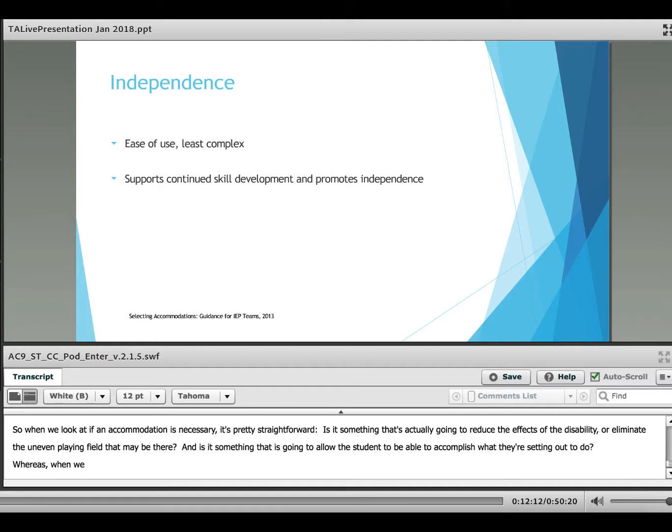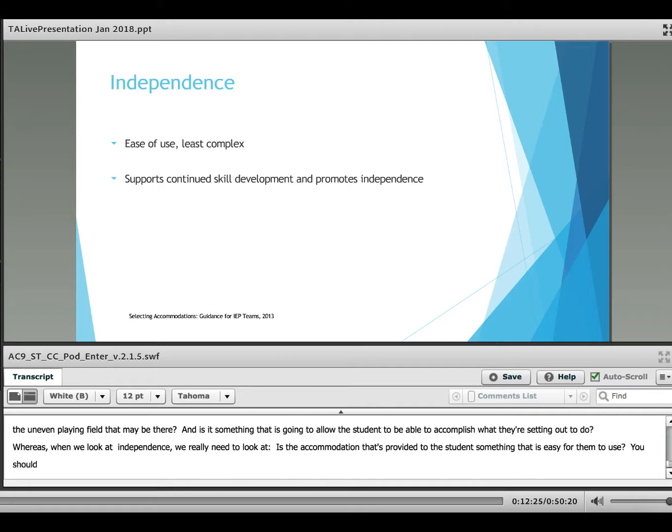Whereas when we look at independence, we really need to look at, is the accommodation that's provided to the student something that is easy for them to use? You should always look at, as a team, to provide the simplest tool possible that the child could use to be able to accomplish that.